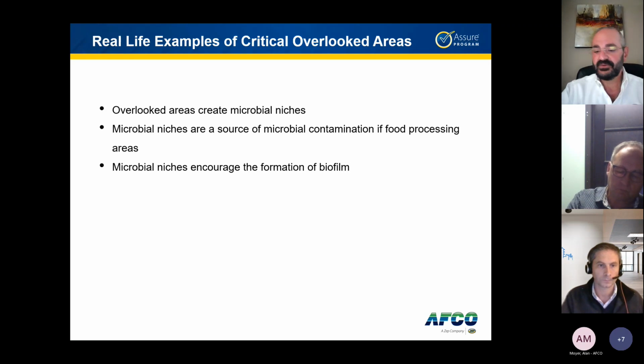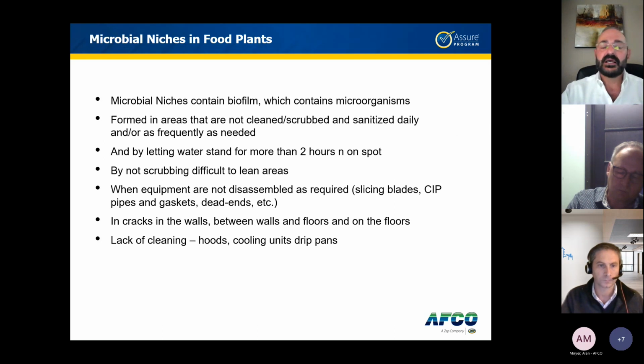Microbial niches usually are created when there is an area that is left alone without cleaning. It's difficult to clean. It's maybe hiding. We are not seeing it. This is how the areas are created, the microbial niches. They mainly contain biofilm because the bacteria sitting in there, nobody touches them, nobody removes them, nobody cleans that area. So they stay there, multiply and create biofilms, which is a main source of contamination in food processing plants.